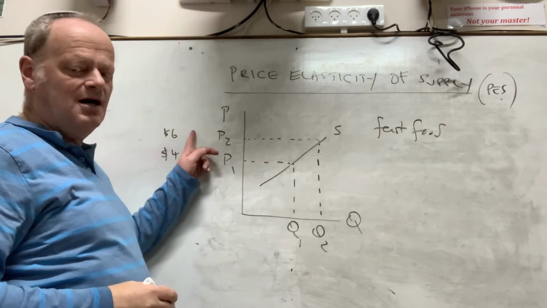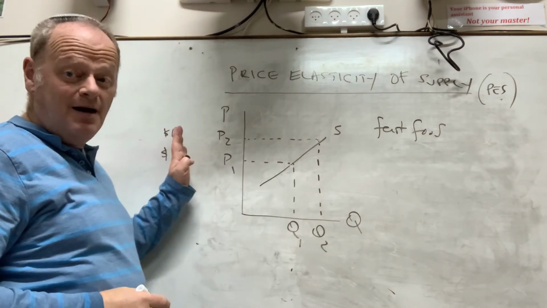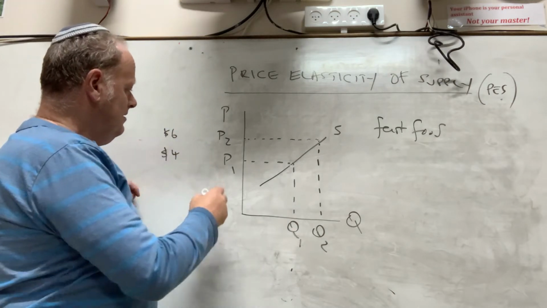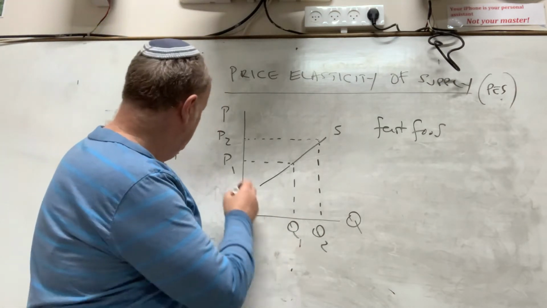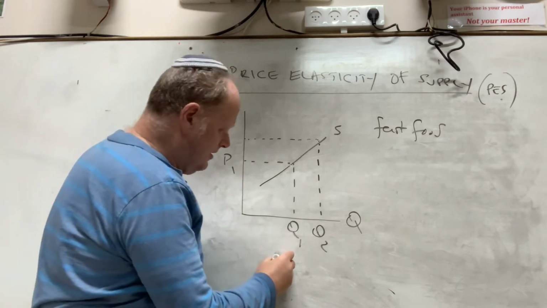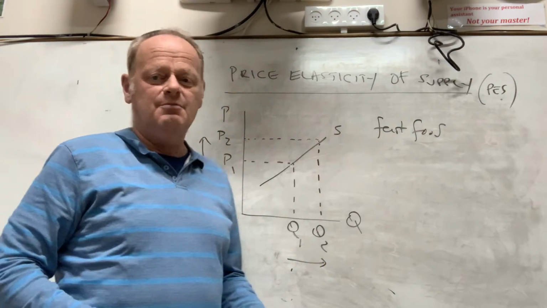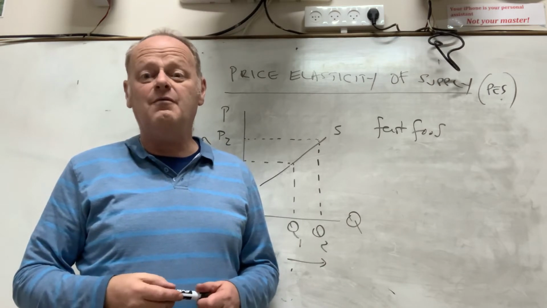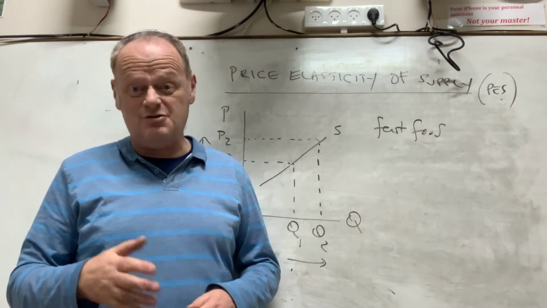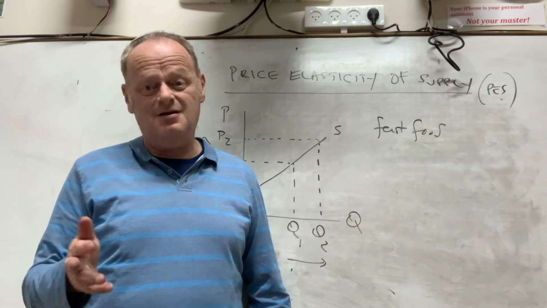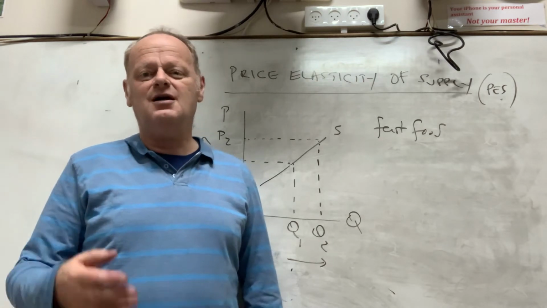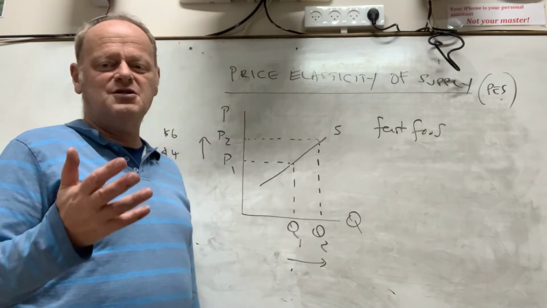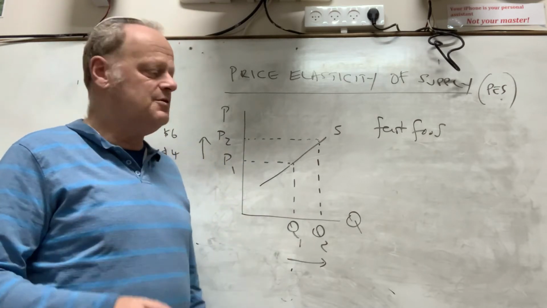The price has gone up by 50%. The quantity, therefore, has also gone up by 50%. Because when the rewards for producing fast food go from $4 to $6, you're going to get a lot more people producing fast food, and a much higher quantity of fast food is going to be produced.